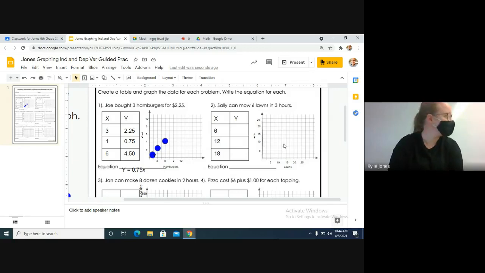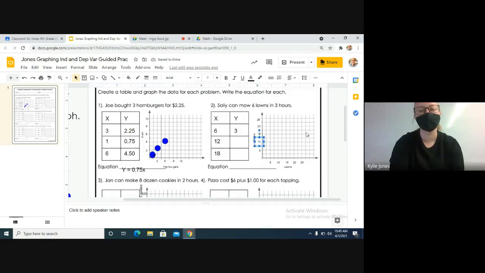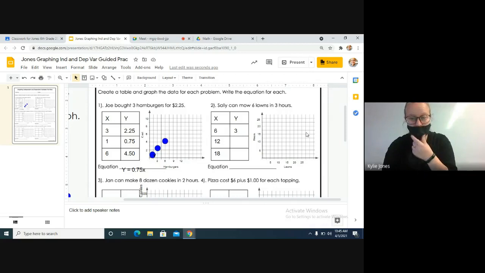All right. So we already know our first one. If she can mow 6 lawns, how long does it take her? What does it say in the problem? 3 hours. So 6 lawns takes her 3 hours. Okay. How do we figure out 12 lawns and how long that takes? How did you get 6?